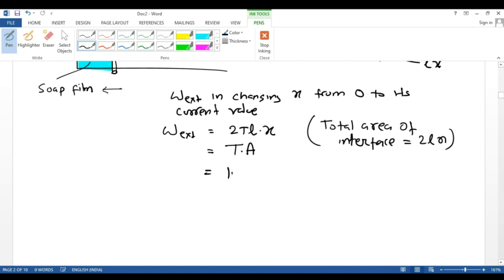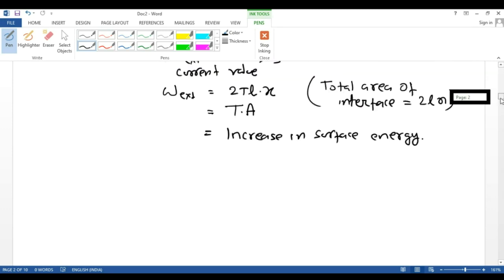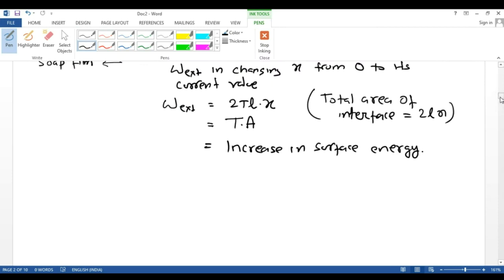And this would be equal to increase in surface energy. So it is not a general derivation of surface energy, right? You can do a general derivation as well. Right now we are not interested. So this is, you can say, an indicative derivation, so that you understand what surface energy is.